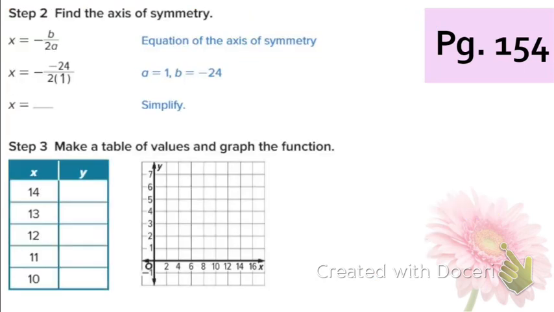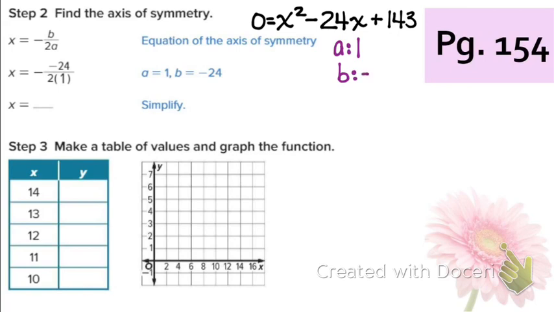All right, so I'm going to rewrite our equation here. We had 0 equals x squared minus 24x plus 143. We identified our A, our B, and our C from this. We said that A was 1, B was negative 24, C was 143. So then we plug into this. So we put the negative 24 up on top, and we put our A value right down here.